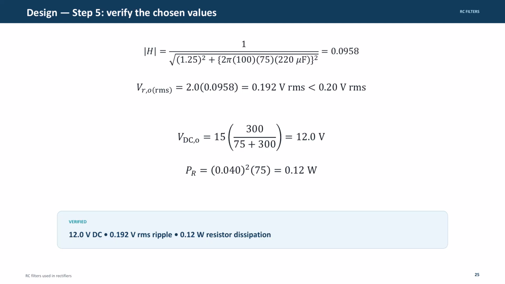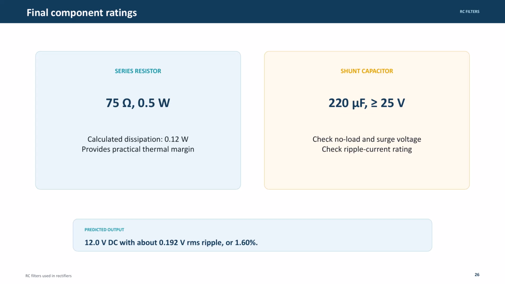The DC divider gives exactly 12.0 volts at the specified load, and the resistor dissipates 0.12 watt. The chosen values satisfy the voltage, ripple, and steady-state power requirements. The final design uses a 75 ohm resistor rated at half a watt and a 220 microfarad electrolytic capacitor rated at least 25 volts. The calculated resistor dissipation is only 0.12 watt, so the half-watt rating provides useful thermal margin.